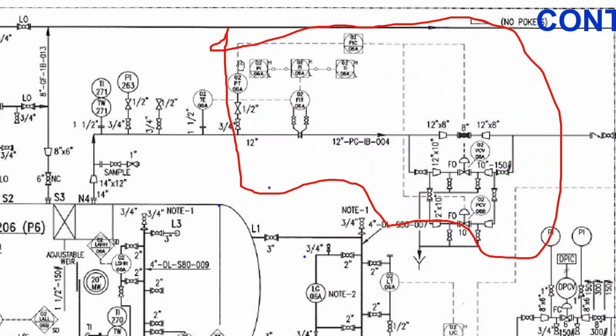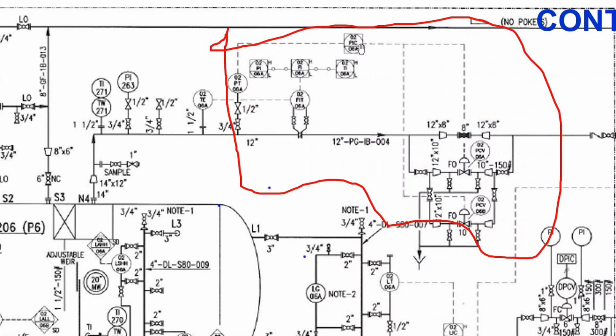Then it is converting to an electrical signal here, from 3 to 15 psi. The mechanical pressure signal is converted to a 4 to 20 milliamp electrical signal, and it goes to the PIC. PIC is a pressure indicator controller, and the pressure transmitter is receiving the signal and converting it. Then the controller receives the electrical signal, 4 to 20 milliamps.